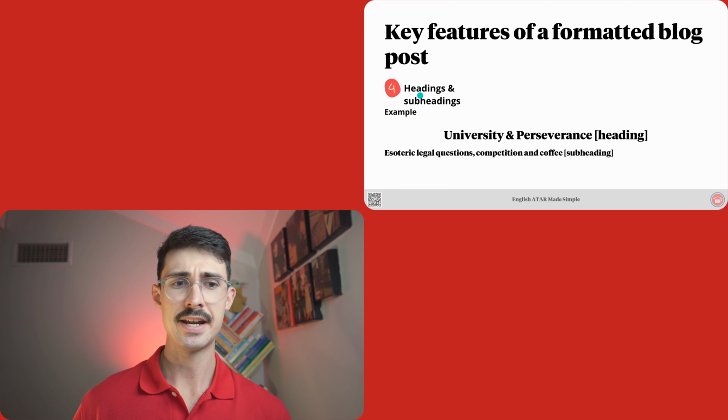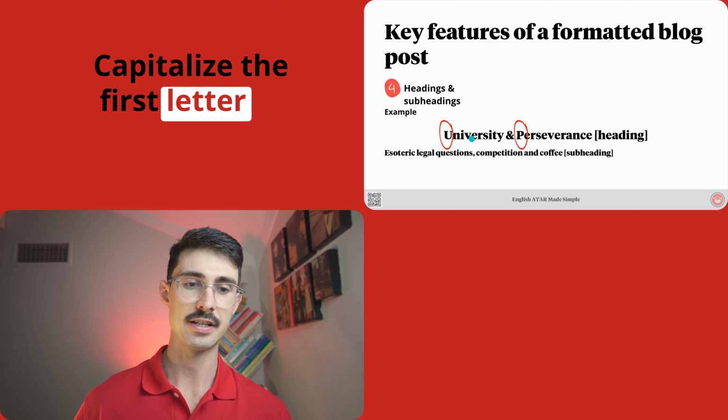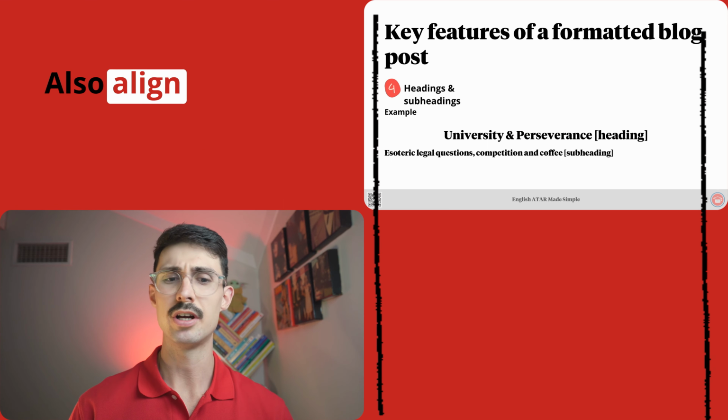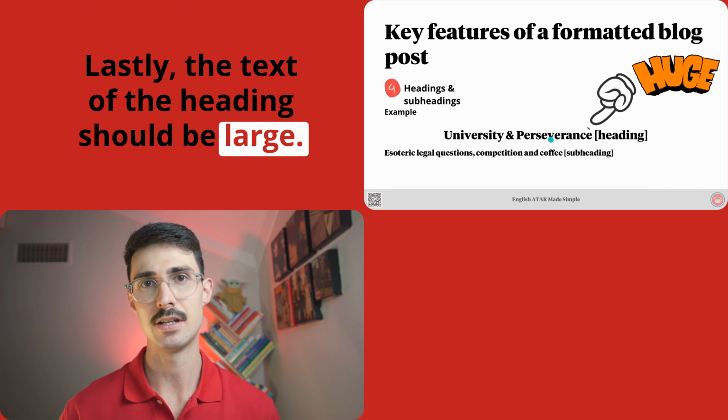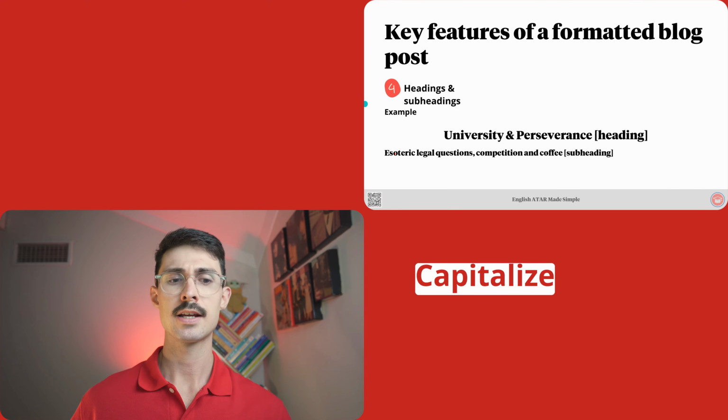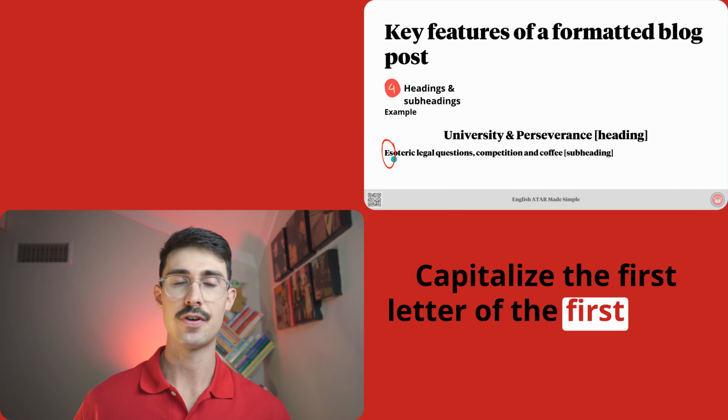Regarding headings specifically, capitalize the first letter of each main word. Also, align the text in the center of the page. Lastly, the text of the heading should be large. Some tips regarding subheadings. Capitalize the first letter of the first word in the subheading.